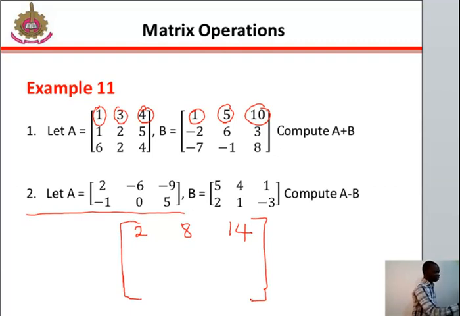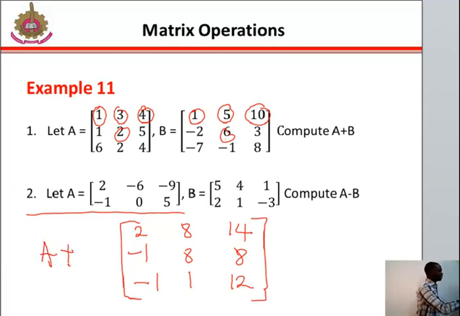So 1 plus minus 2 is going to give you minus 1. 2 and 6 is going to give you 8. 5 and 3 will give you 8. 6 and minus 7 will give you minus 1. 2 and minus 1 will give you 1. 8 and 4 is going to give you 12. So with this, you have computed the matrix A plus B.